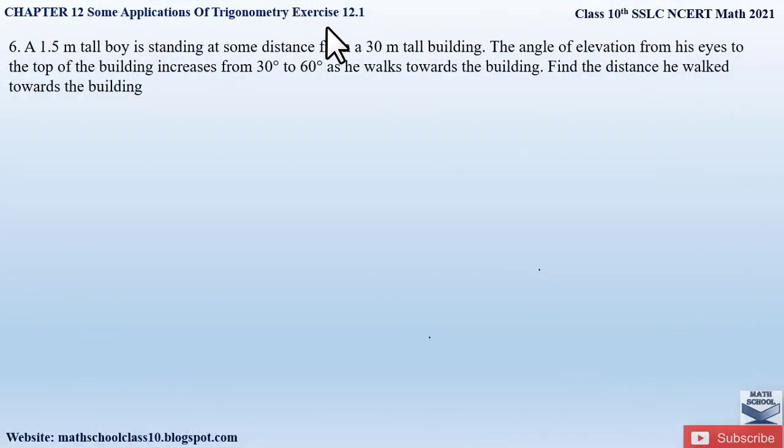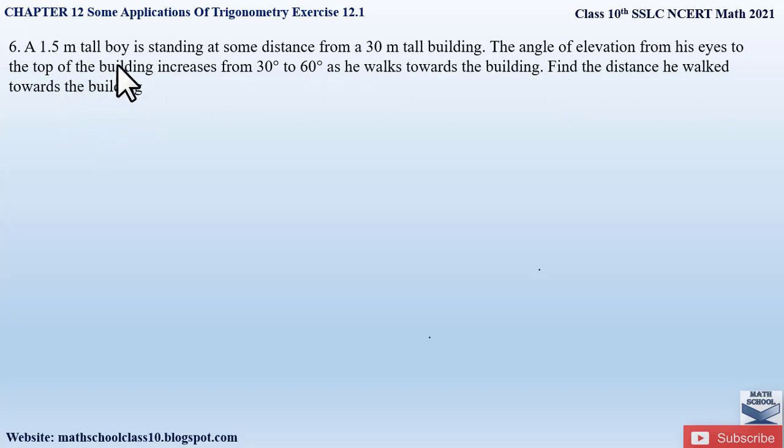Question number 6 from exercise 12.1 chapter 12, some applications of trigonometry says a 1.5 meter tall boy is standing at some distance from a 30 meter tall building. The angle of elevation from his eyes to the top of the building increases from 30 degree to 60 degree as he walks towards the building. Find the distance he walked towards the building.